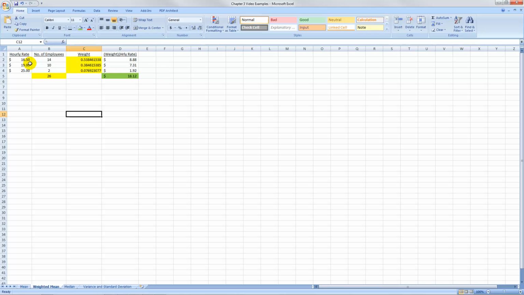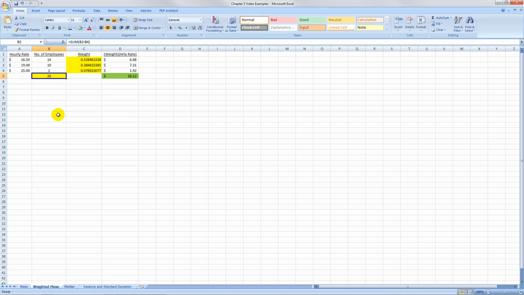So I went ahead and I put this information in an Excel spreadsheet. So we have 16, 19, and 25 as the hourly rate. And there are 14 employees that get paid $16.50. There are 10 that get paid $19 and 2 that get paid $25. And when I add that up, I account for all 26 employees. Again, when we're dealing with averages, we have to make sure that we include all the data. So I add these up, make sure I've got everybody.